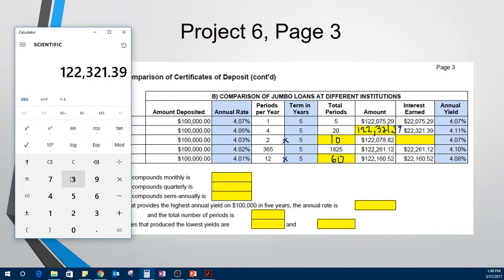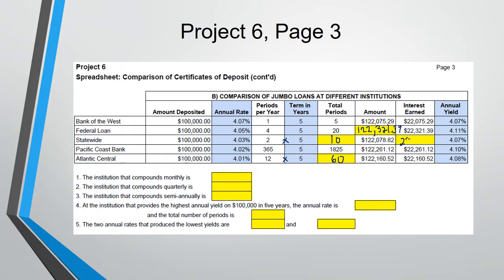Finding the interest is just the opposite of that. We're going to take the amount and subtract the amount deposited from that, and that is the interest earned, which is going to be $22,078.82. So that's all that you have to do for these 4 questions in the box.